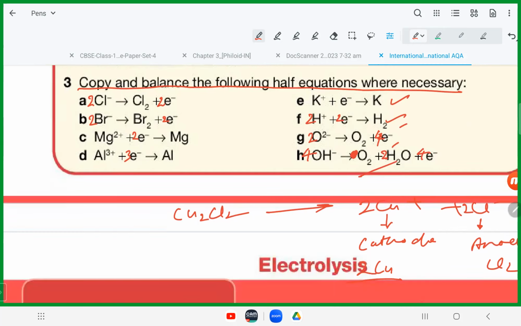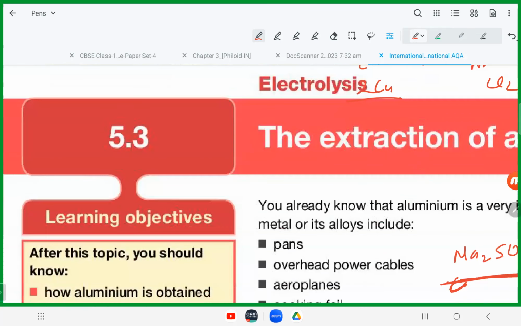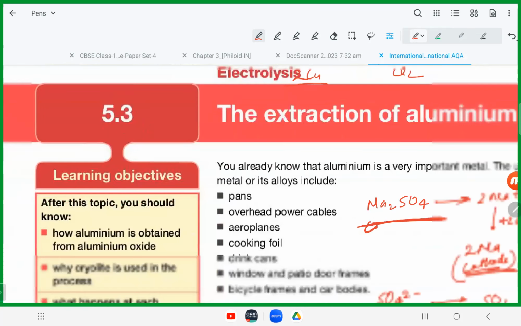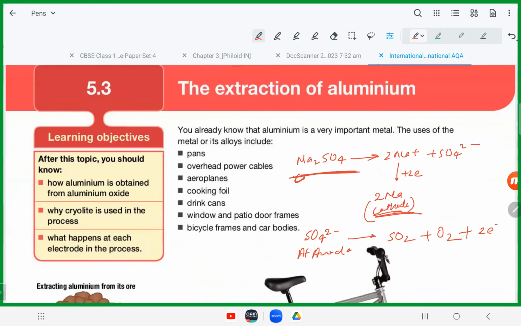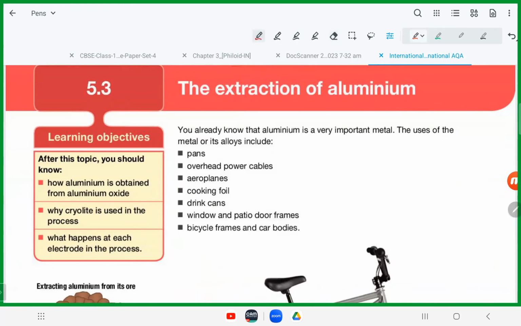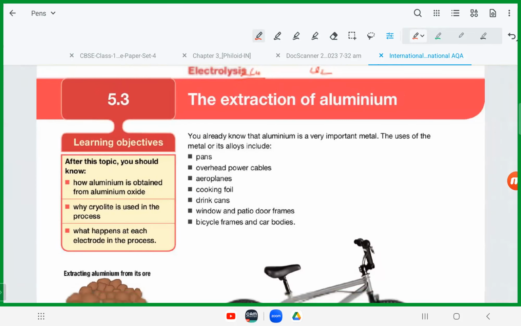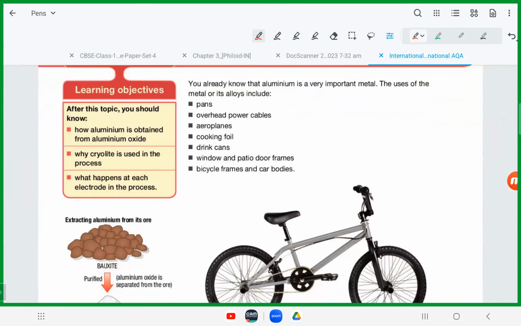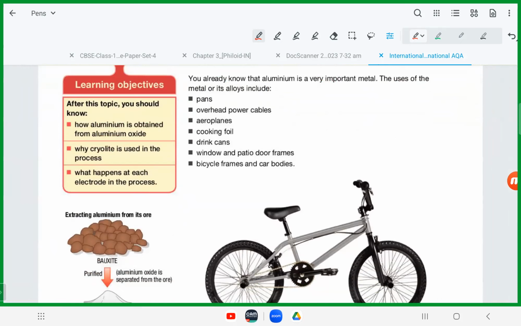You can easily do it. Extraction of metal, Tarini. What do you mean by extraction of metal? It is finding pure metal from a compound. Very good. Metals are actually present in the earth's crust, so they are extracted from there and used. That whole process is called extraction.